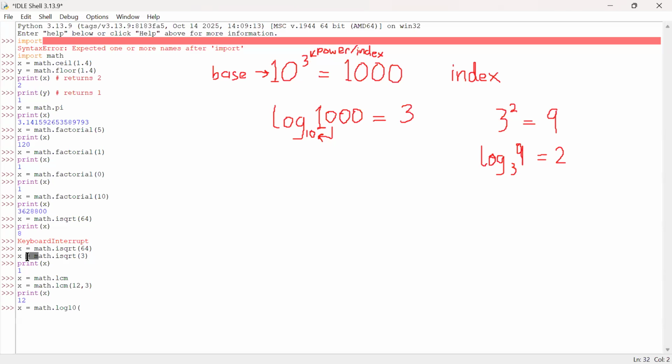Okay, no wahala. Let's see how it will look in our program. In this program now, that place where you have log 10, in between the parentheses, put 1000 there. Then hit enter and print X.